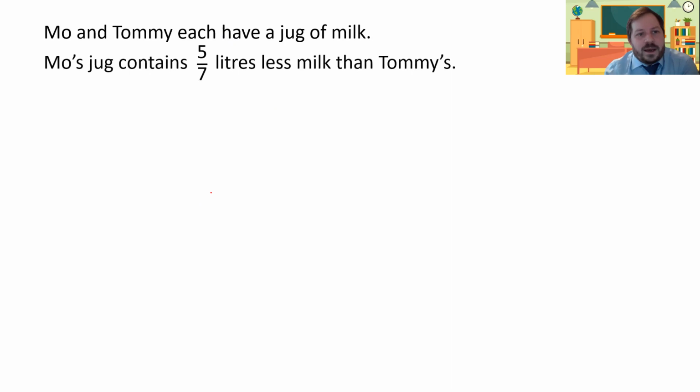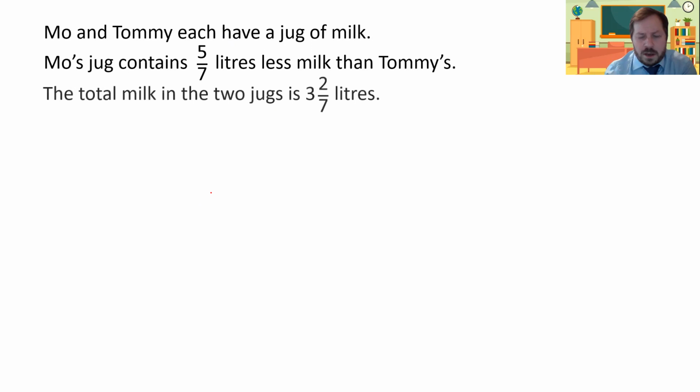So we might also come across these as a written question. So we have Mo and Tommy each have a jug of milk. Lucky them. I'm not a particular fan of milk on its own, but lucky them. Mo's jug contains 5/7 litre less milk than Tommy's. So Mo's got 5/7 less than Tommy. The total milk in both the jugs is 3 2/7.